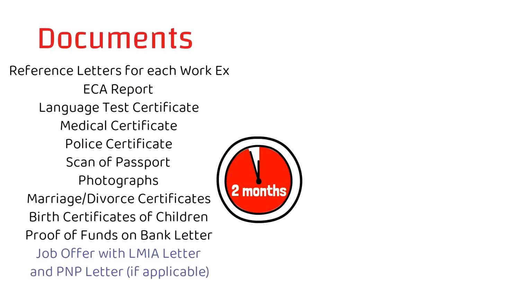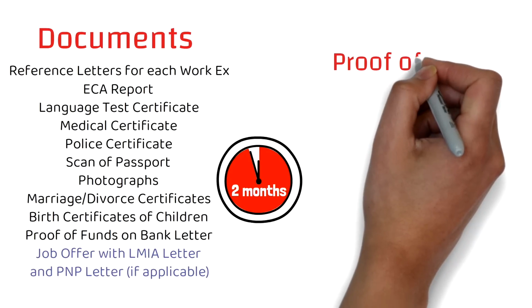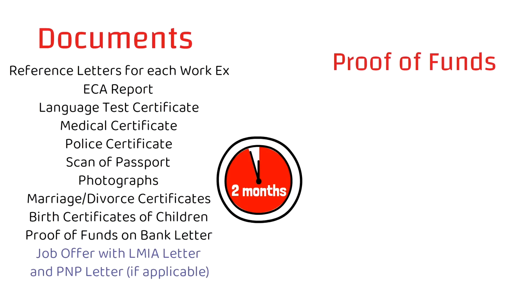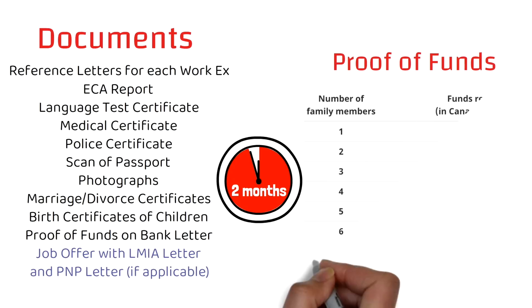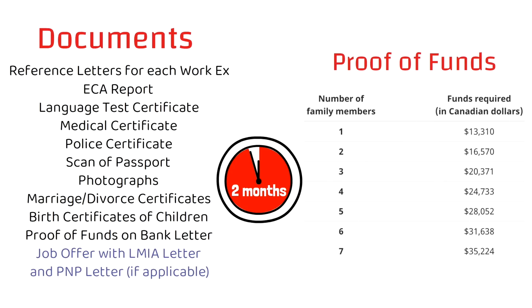Okay, now one important point here is about proof of funds on bank letter. So Canada wants that you should have some money in your account as savings, so that when you come here in your initial days, you can spend that money in settling over when you're finding a job. So they have specified an amount depending on the number of family members. If you're single, if you're coming to Canada alone, then you would need 13,310 Canadian dollars. If you're two people, then you would need money which is equivalent to 16,570 Canadian dollars. And if you have one or more children, then you can see the list here.